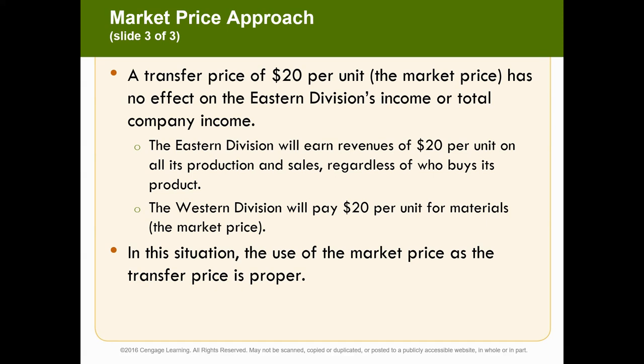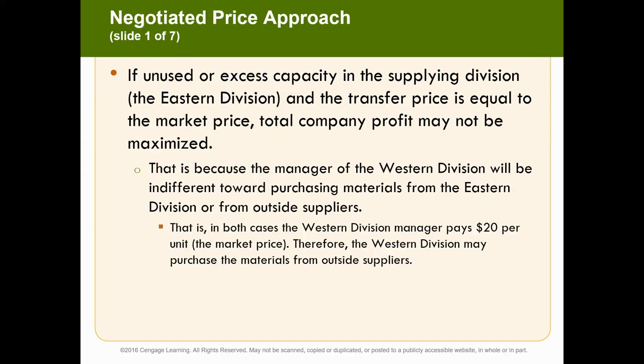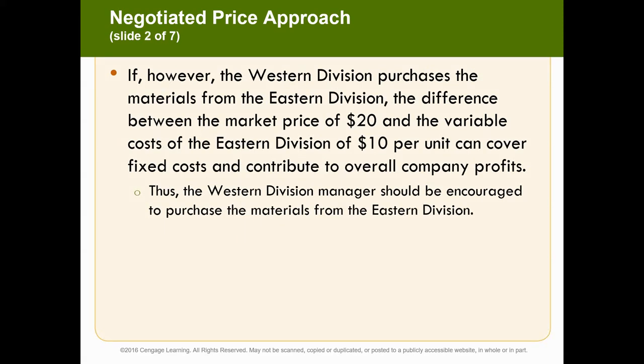So in this situation, we use the market price as the transfer price. Then there's, of course, the negotiated pricing approach. This is basically saying that the two divisions would negotiate a transfer price between the two, or also between suppliers. Okay, so in this example, if I want to transfer between the Western and Eastern divisions, the market price we know is $20. And so the fixed cost could be $10, and that could be negotiated between the two divisions. That's basically what this is saying.